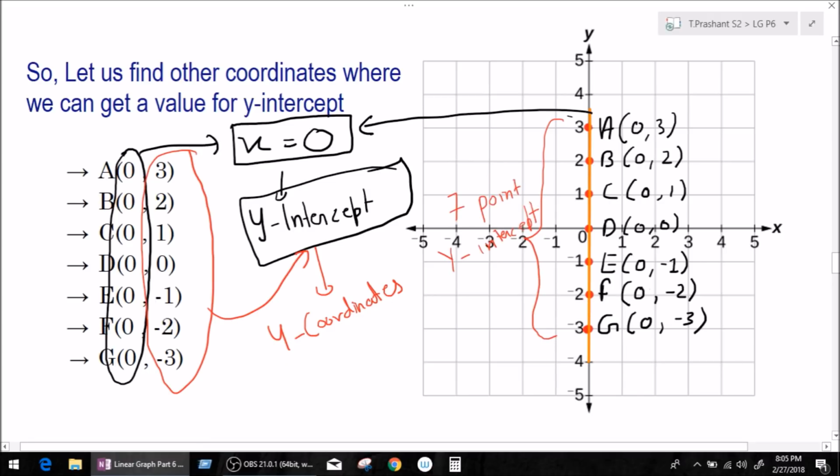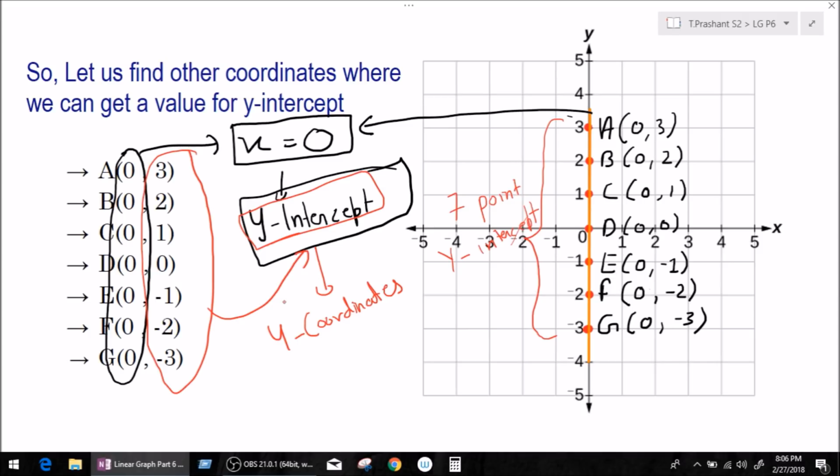Now please keep in mind, it is not just these 7 points where you can find the value for y-intercept. On this line, every point will have a value for y-intercept. That's why this line is x equals 0, and on the line x equals 0, every point will give you a y-intercept value. So basically, what is y-intercept? Any point where x is equal to 0, the value of y at that point will be your y-intercept.